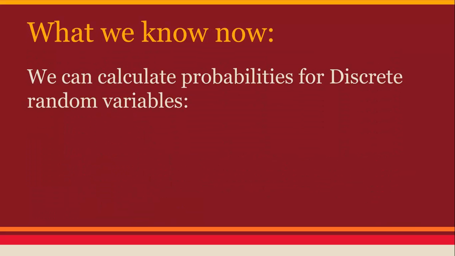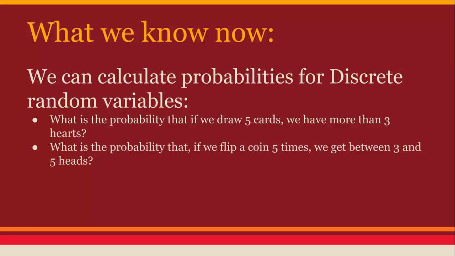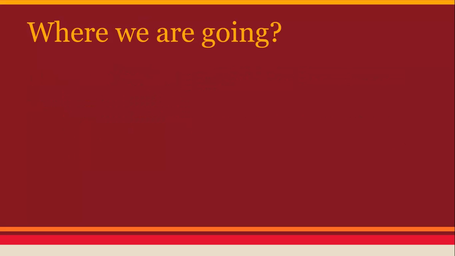So what we know so far is we can calculate probabilities for discrete random variables. So we can answer questions like, what is the probability that if we draw 5 cards, we have more than 3 hearts? So we can say, well, it's the probability we have 4 hearts, and the probability we have 5 hearts. We can add them together. What is the probability that if we flip a coin 5 times, we get between 3 and 5 heads? So you can say 3 heads, 4 heads, 5 heads. It certainly does matter if we're including 3 and 5 as well. We just got to be able to answer that question.